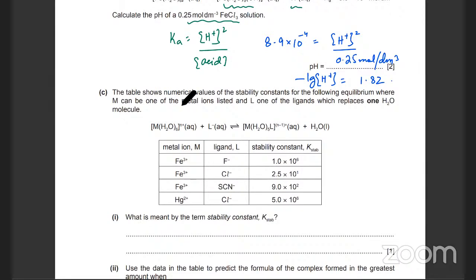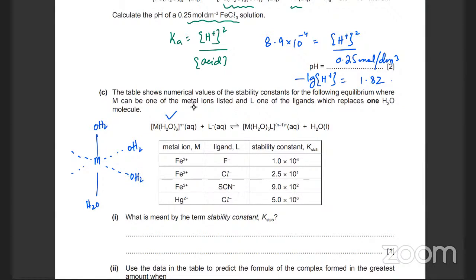M can be one of the metal ions listed and L one of the ligands, which replaces one water molecule. So what he's saying is M is the metal and L is the ligand. And remember, he's talking about octahedral complexes. So initially you have water molecules around it, 6 of them. So I'm going to draw these, my X and Y axis. So I've got 6 water molecules that are surrounding the M, the metal ion.